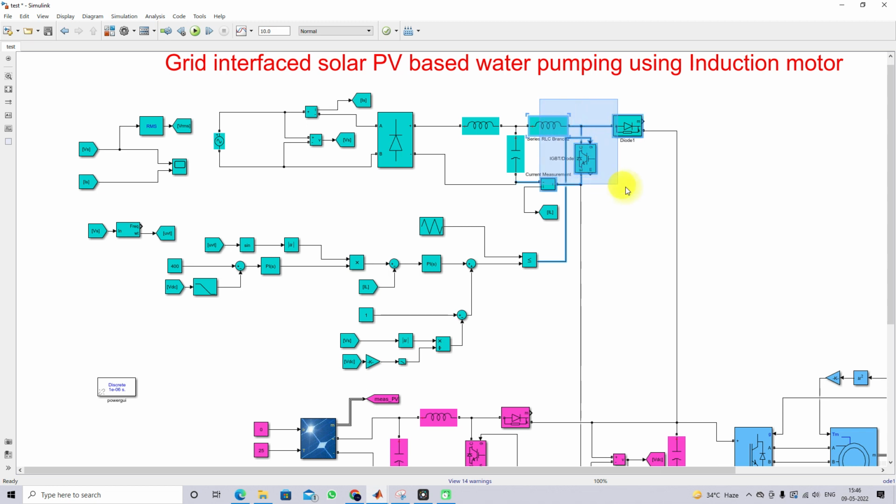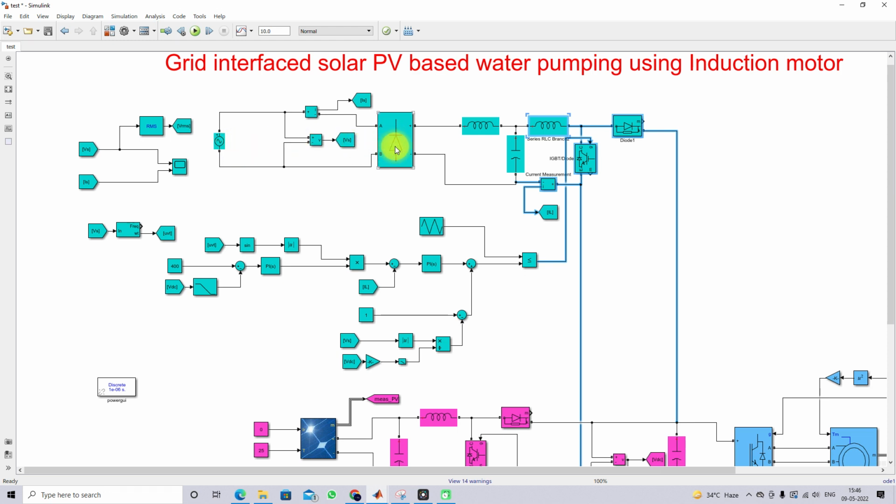And then here we are using a boost converter. This boost converter is going to act as the power factor correction converter for this grid side diode rectifier. That means this power factor correction converter is going to correct the power factor of the source current.